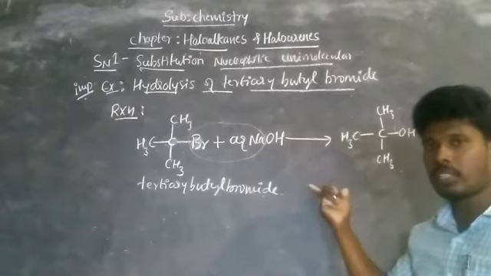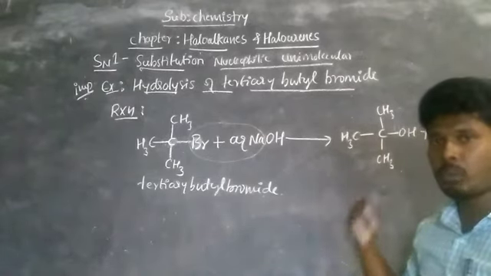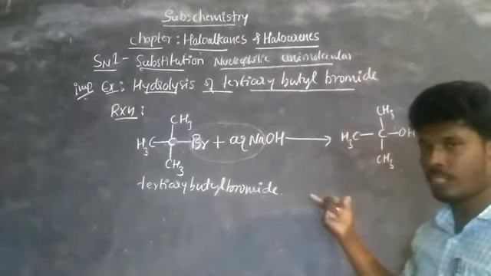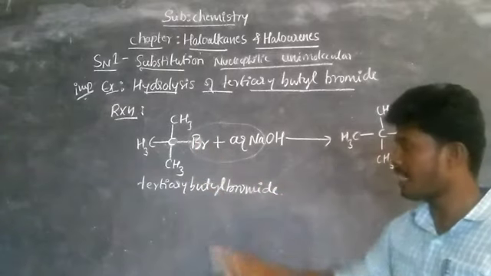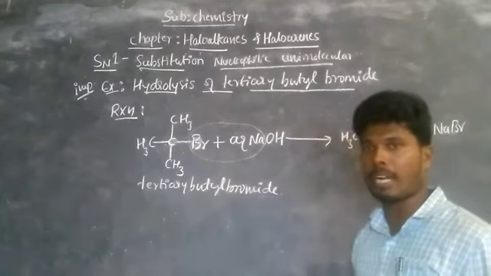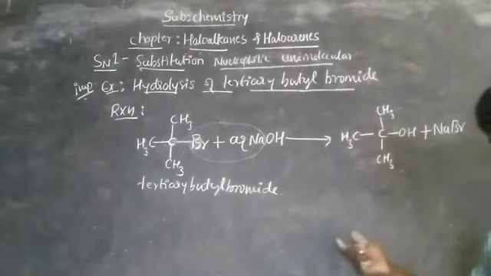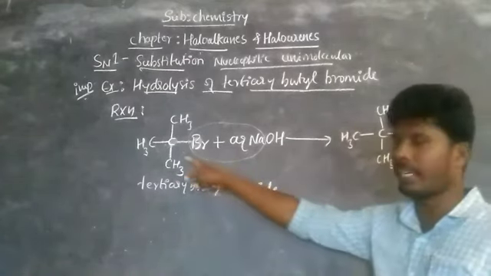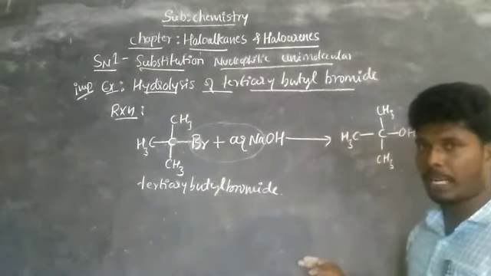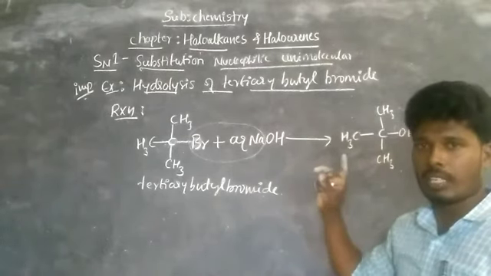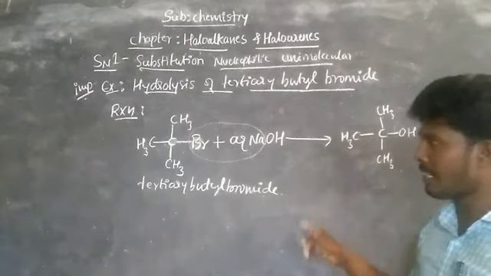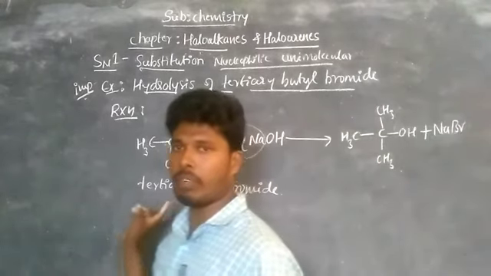This reaction occurs by a mechanism that undergoes two steps. The first step is the ionization of this tertiary butyl bromide and formation of a planar carbocation. And the second step is attack of the nucleophile on the planar tertiary butyl carbocation. Those two steps are very important. In this mechanism, only the first step is the rate determining step. We will study this in detail in the mechanism. Listen carefully, very important.